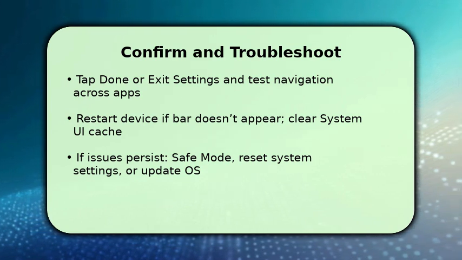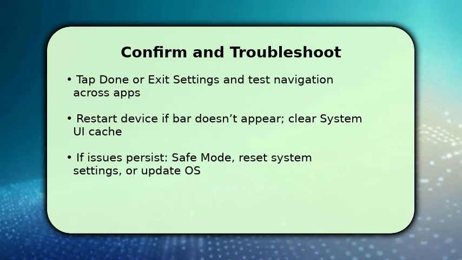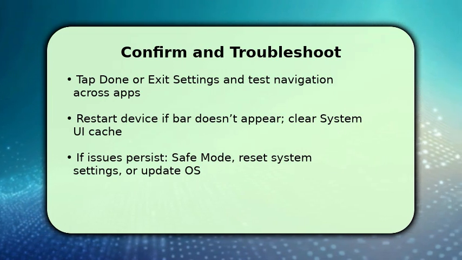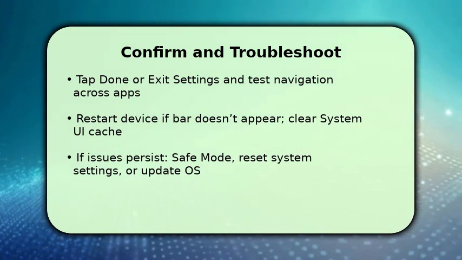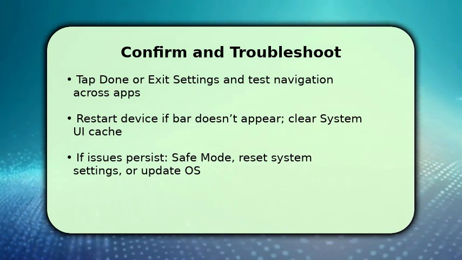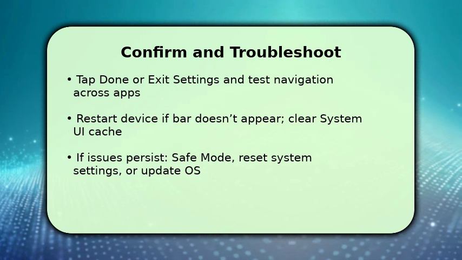If the navigation bar doesn't appear or behaves oddly, restart the device, and if needed, clear the system UI cache by rebooting into recovery or using storage maintenance. If problems continue, boot in safe mode to rule out third-party apps, then reset system settings or install pending updates. These steps resolve most issues quickly.